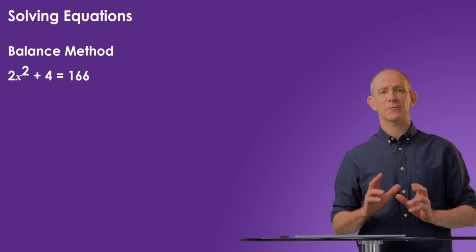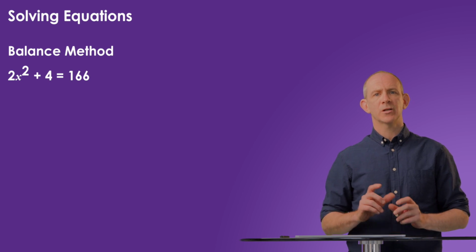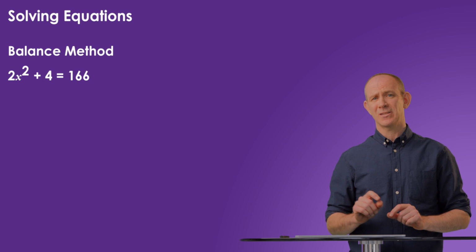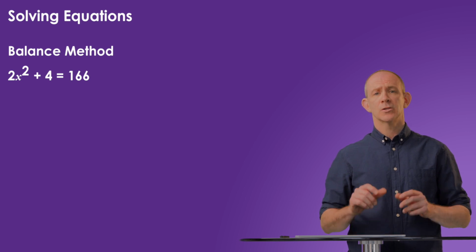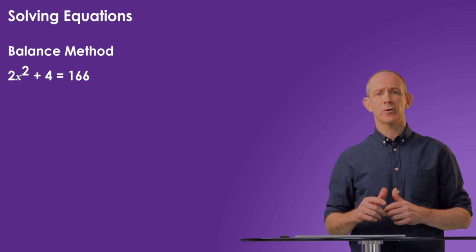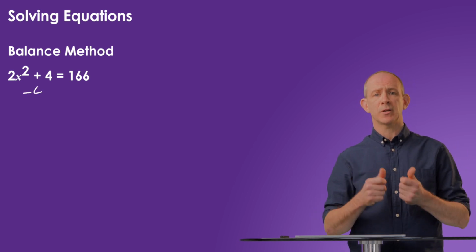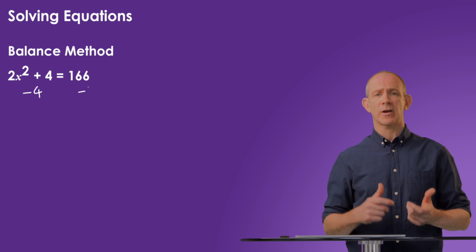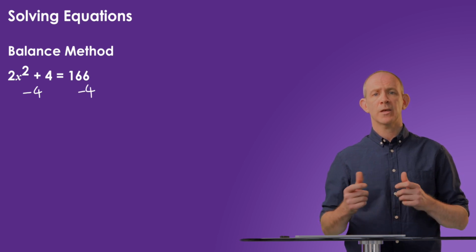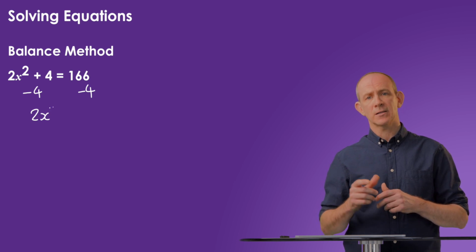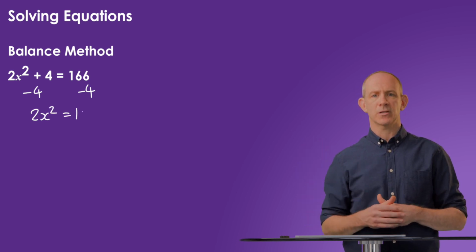In the next problem, we have several steps again, one of which includes a power. Be sure to pay close attention to how we display the answer to this problem. So we have 2x squared plus 4 equals 166. The first thing we'll do is undo the plus 4 on both sides by subtracting 4 on both sides. That'll leave us with, on the left-hand side, 2x squared, and on the right-hand side, it'll equal 162.